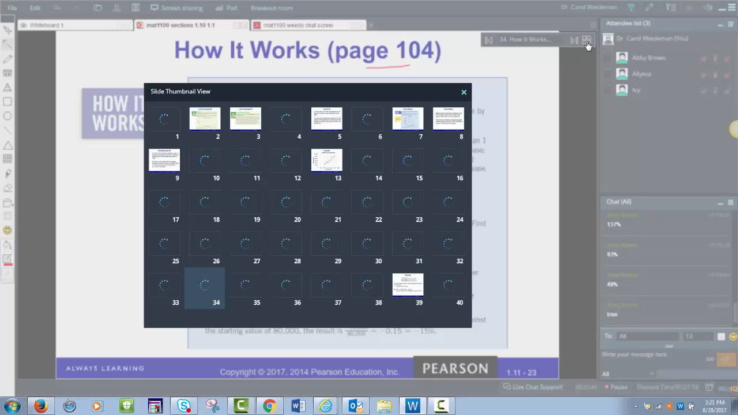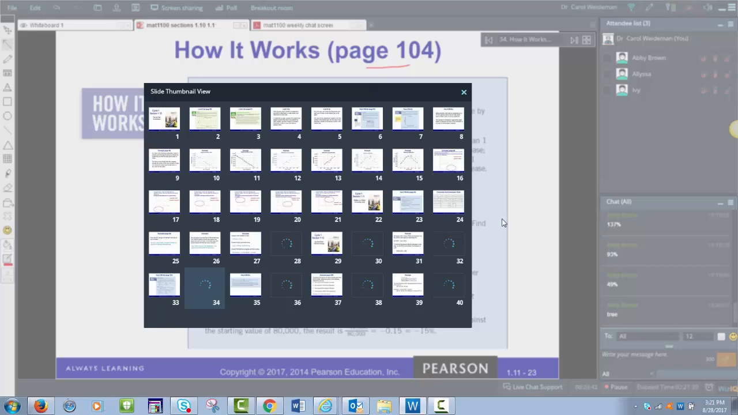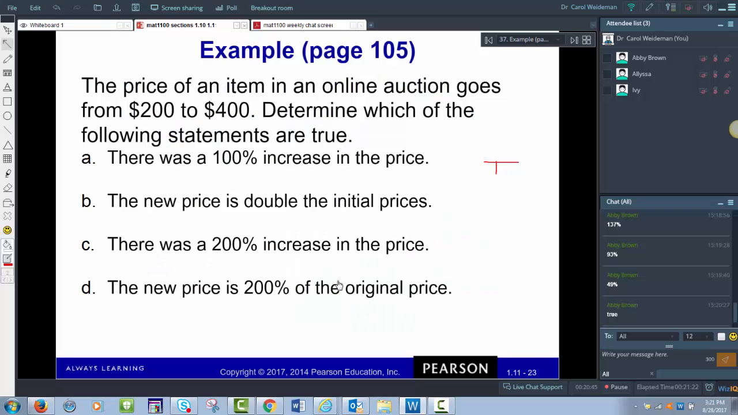All right, so let's go back to this one we were just working on with the statements. So this is true. What was the change in price here? 400 minus 200 is 200 divided by the initial 200. You get 1 or 100%. That one's true. How about this one? The new price is double the initial price. True or false? The new price is double the old. Yeah, that's true also.